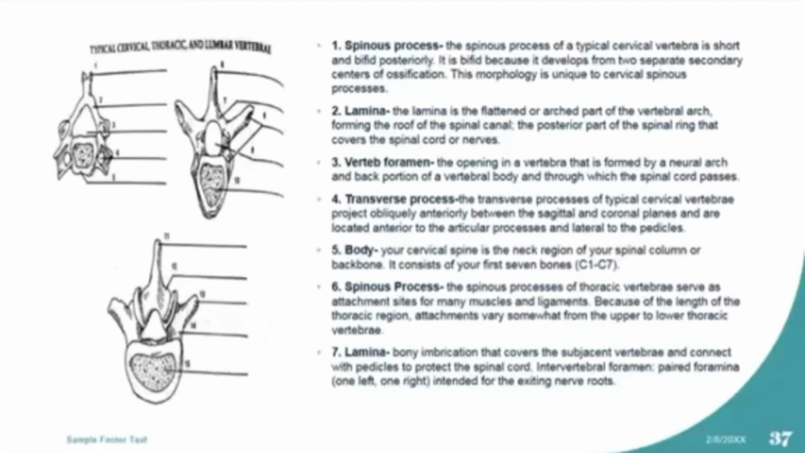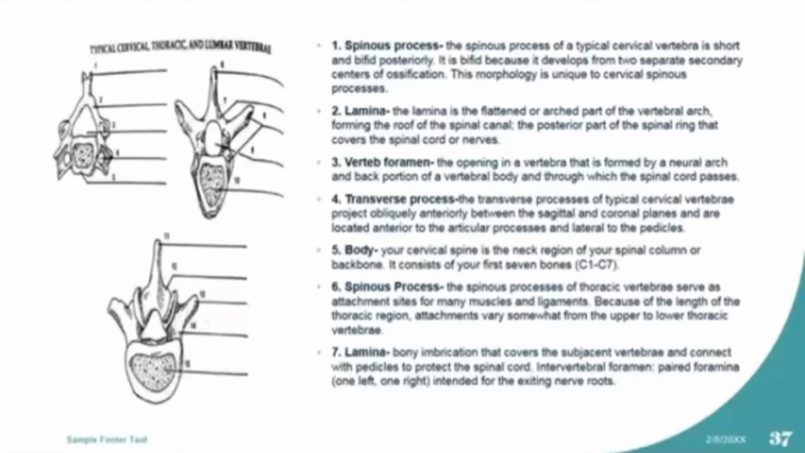Number 4 is the transverse process. The transverse processes of a typical cervical vertebra project obliquely anteriorly between the sagittal and the coronal planes and are located anterior to the articular process and lateral to the pedicles. So number 5 is the body. Your cervical spine is the neck region of your spinal column or backbone. It consists of your first 7 bones.